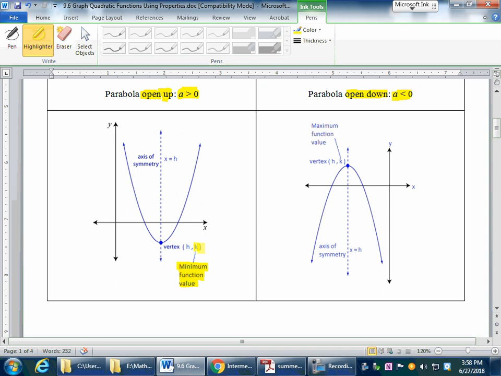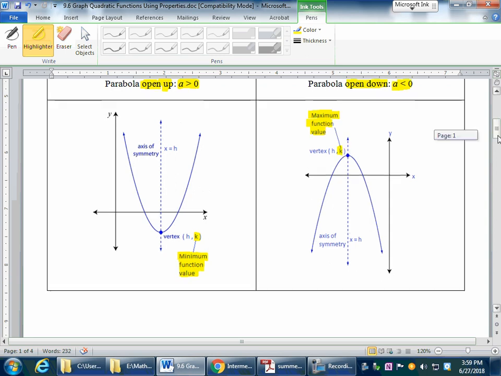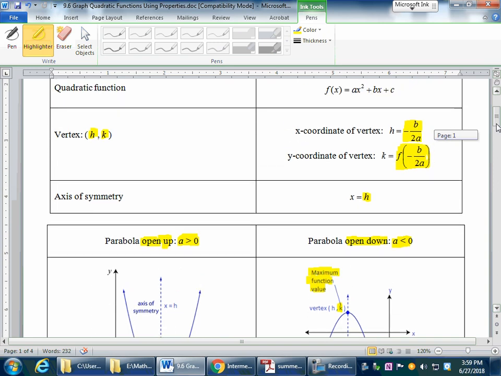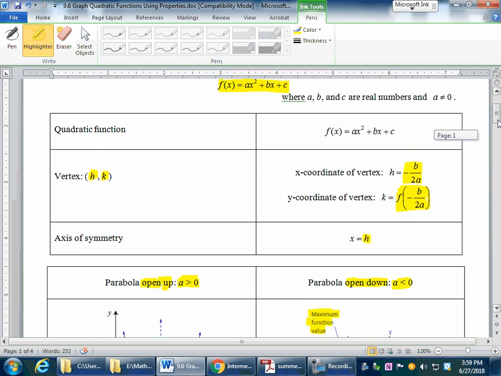Similarly, if the parabola is opening downward, your vertex is the highest point. So we get a maximum function value, which is the y-coordinate of the vertex. And this maximum and minimum, we will use in application problems later on. But for now, what we want to do is graph it. So once again, let me go back and point out what is important.